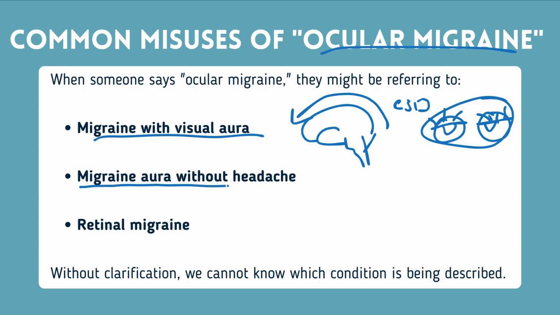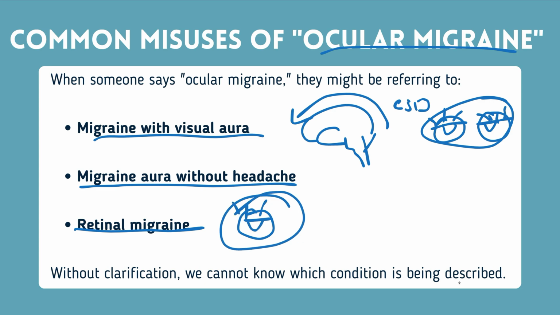They may also be referring to migraine aura without headache. Sometimes the outdated terms silent migraine or acephalgic migraine are used. Or they may be referring to retinal migraine. This is a rare but distinct condition affecting only one eye. So it's monocular, while migraine with visual aura is binocular. And without clarification, we can't know which condition they're describing. And we will talk more about these in detail as the lecture progresses.